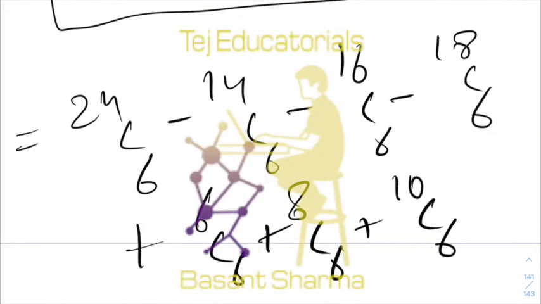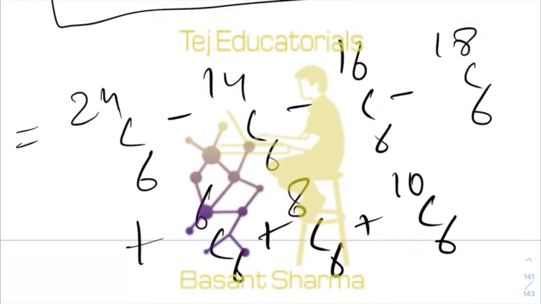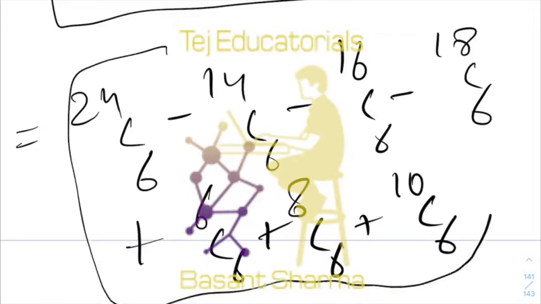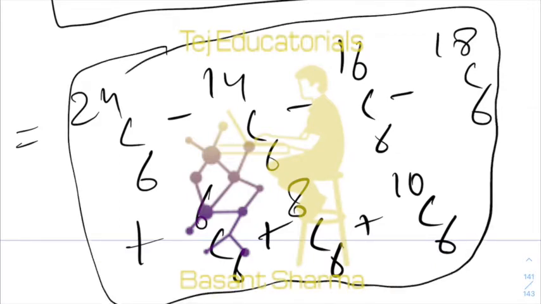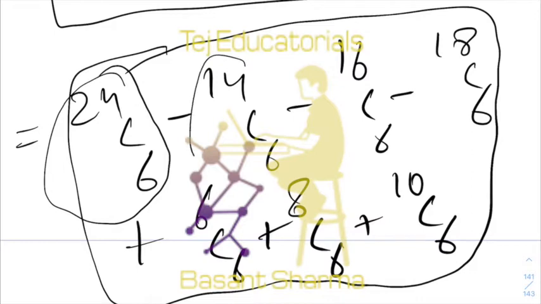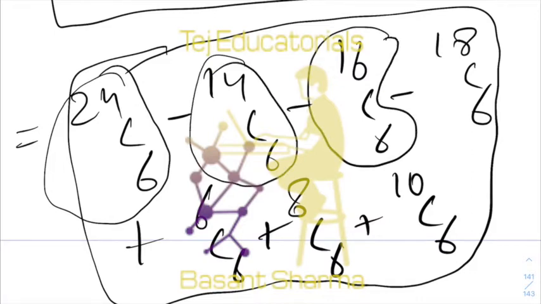All right. Now you see, this is your final answer. Now there is one more way to understand what's going on. You see, 24C6 is the total number of ways of selecting 6 people from 24 people. And you see, from it you subtract those cases when no Indian is selected, which is 14C6. Then you subtract those cases when no American is selected. And you subtract from these when no Israeli is selected.